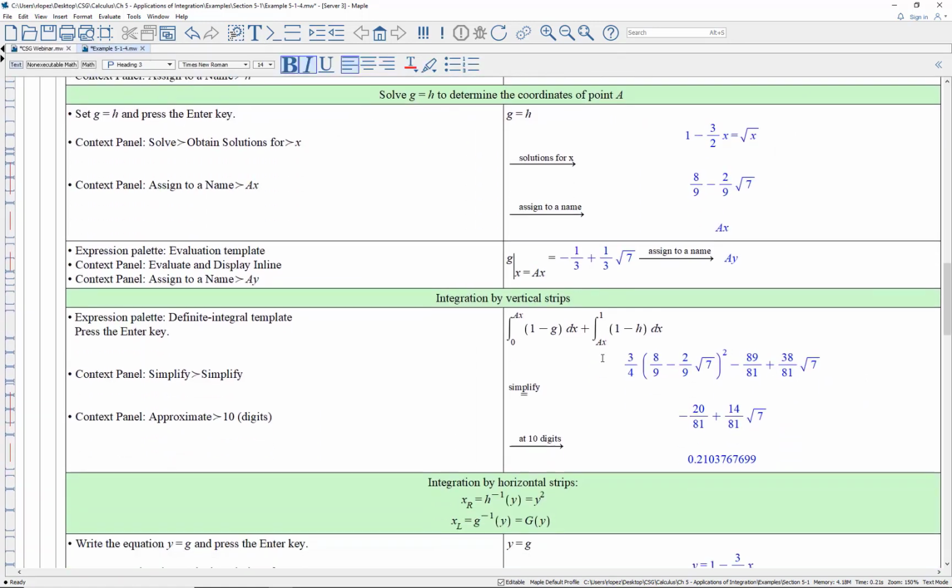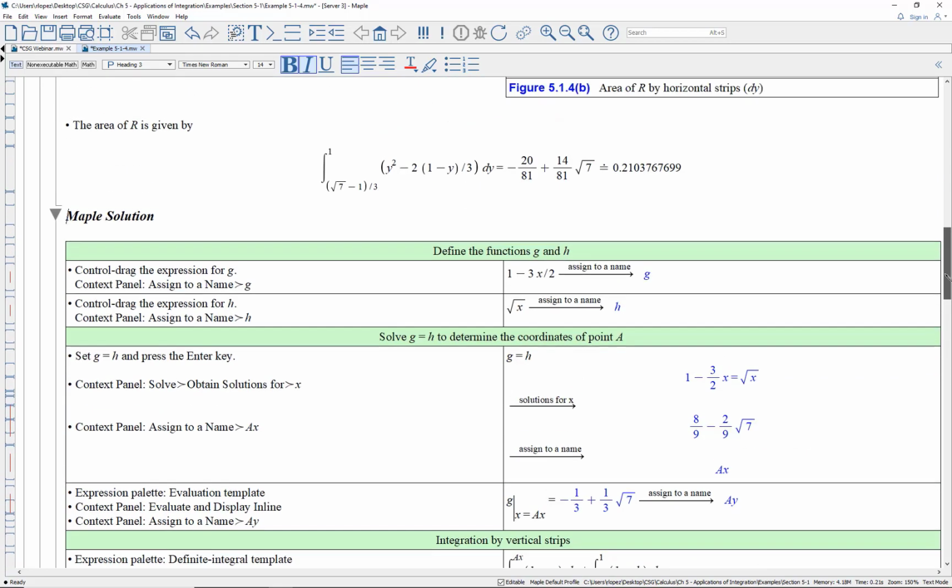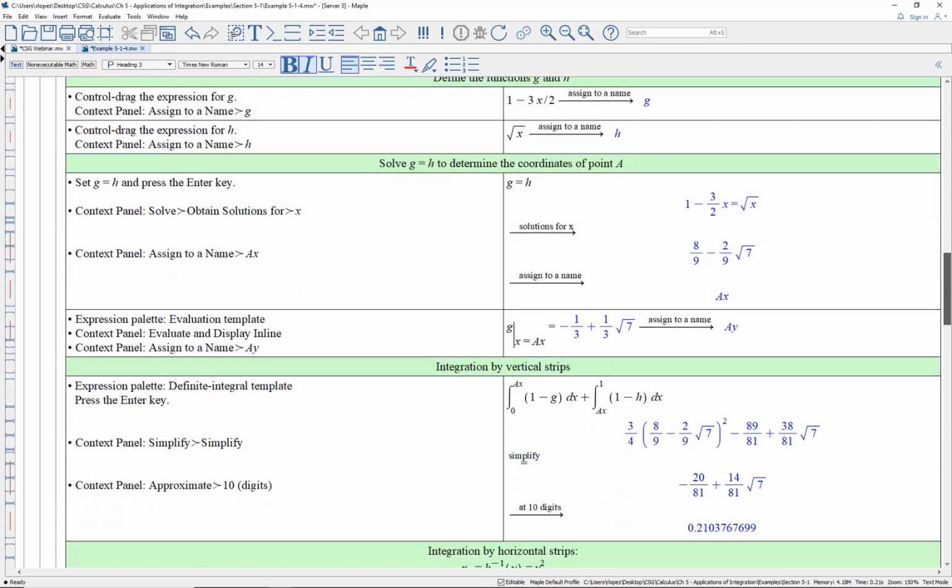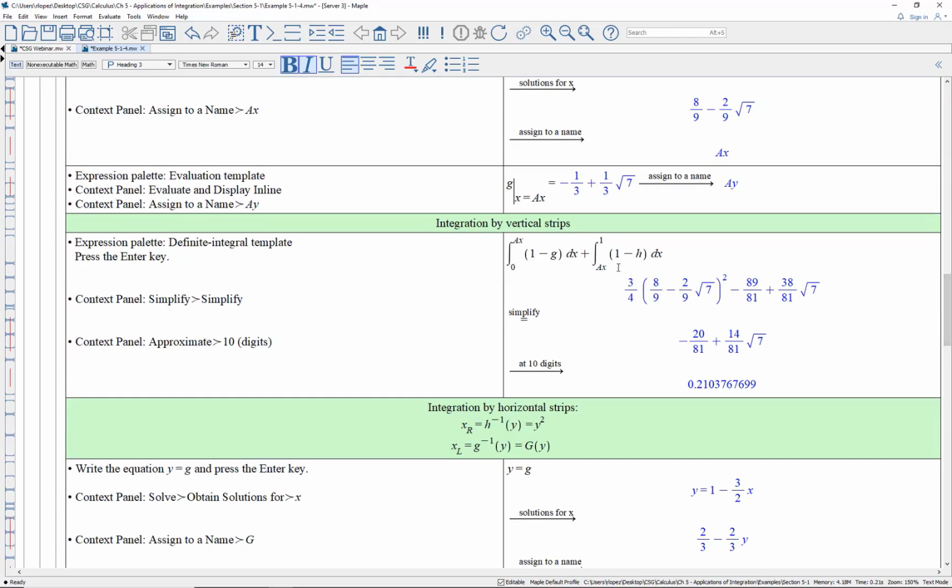And the integral dx, you need two of them. This is from, what was the color of that line? This is the green line up to 1, and this is the red line up to 1.